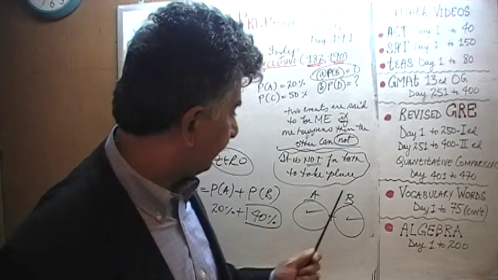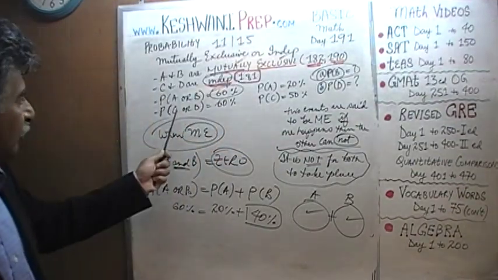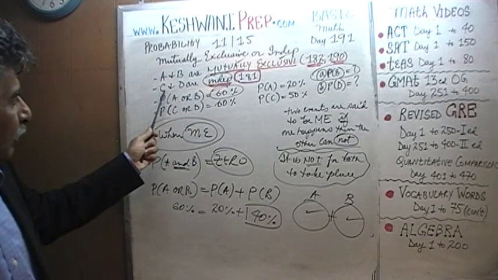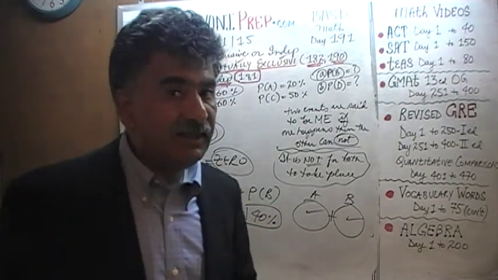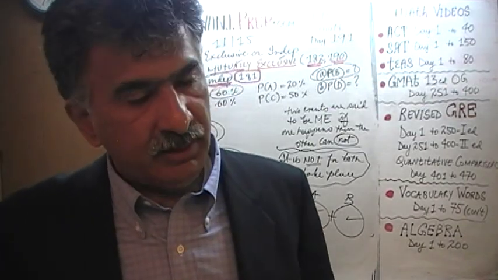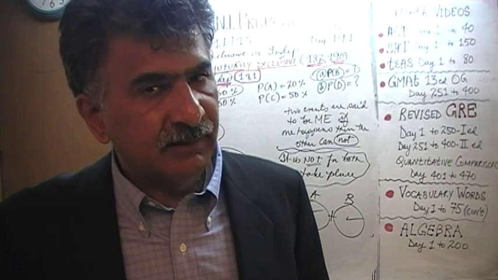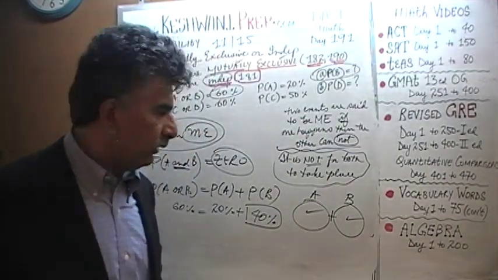The sum of the two odds. That's it. Let's do the next problem, which has to do with C and D, which we are told are independent. If we are told the two events are independent, that means that they are not mutually exclusive. It is quite possible for both of them to take place at the same time. We looked at a couple of examples already.